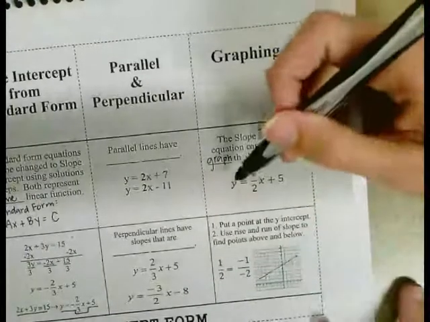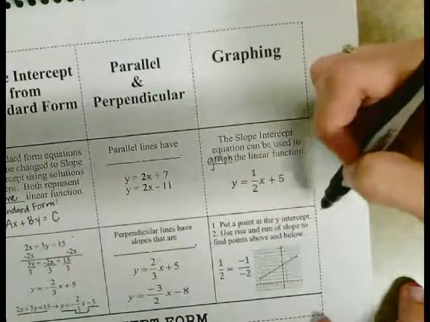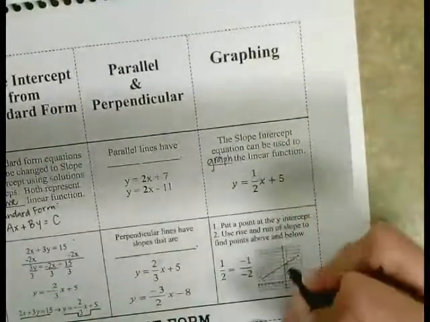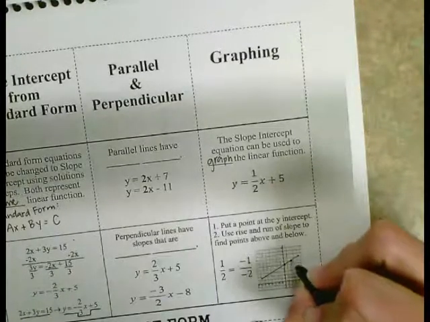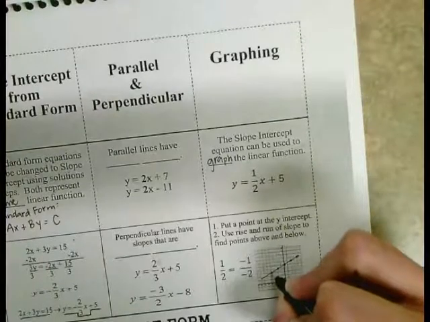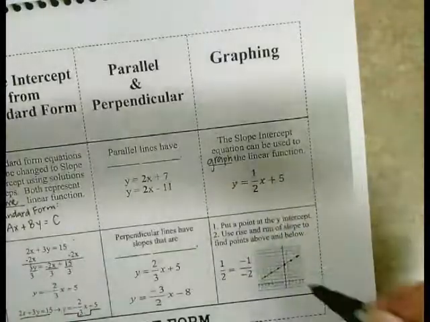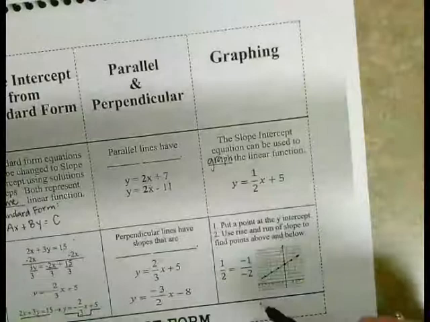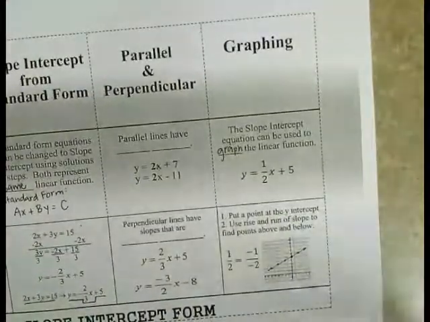Okay, so if we take this equation right here, what you do is you first put a point at the y-intercept, and then you use the rise over run. So you're going to put a point at 0, 5, and then you go up 1 over 2, up 1 over 2, and then the same way. And then you connect your dots, because when it has an equal sign, that means that it is equal to all of those points, which means it is a continuous function.